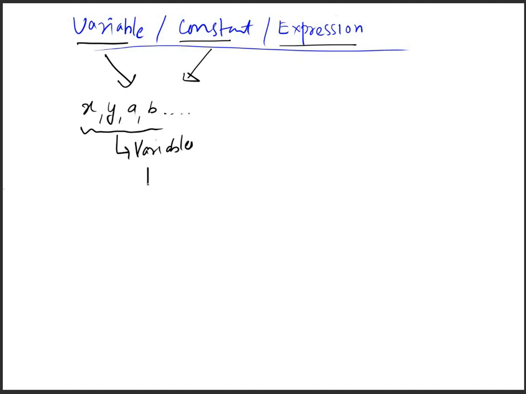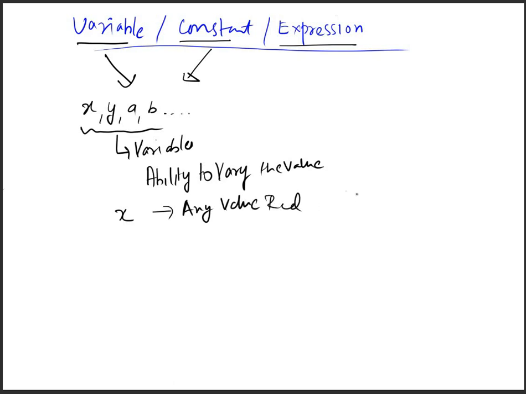Variables mean ability to vary the value. So if I say X is a variable, that means X can take any value in the real world. So X can be 1, 2, 3, -1, up to any value between minus infinity to plus infinity. So that is, in its very simple term, what a variable is.